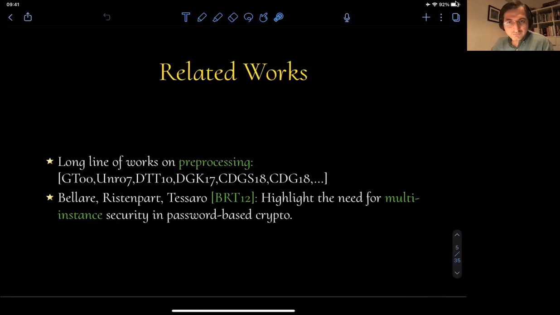So there are two lines of related work here. One is a long series of works on pre-processing, starting with the work of Gennaro and Trevisan in 2000, and then a work of Unruh from 2007, which looked at random oracles with auxiliary input, going to the work of De, Trevisan, and Tulsiani, and then a number of works by Dodis et al., which develop techniques in proving security in the presence of pre-processing. In this talk, we are particularly going to rely on a work by Coretti, Dodis, Goh, and Steinberger from 2018, which introduced the technique of the bit-fixing random oracle to prove results in the pre-processing model.